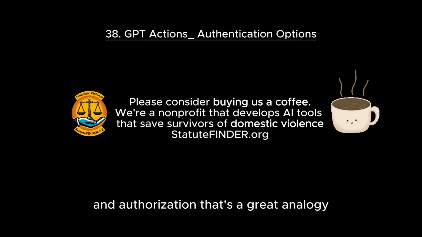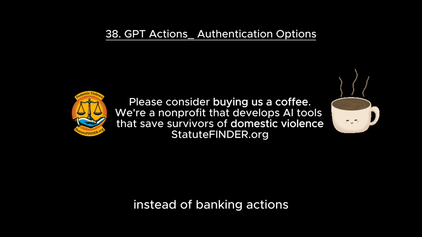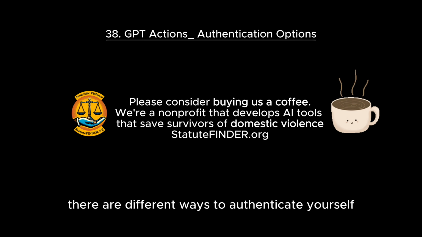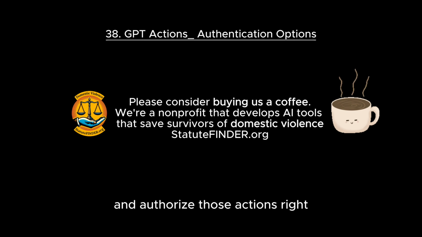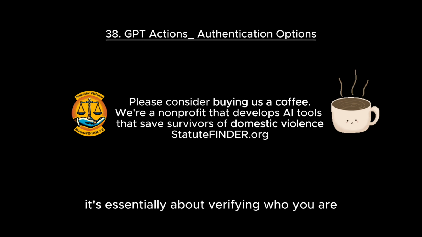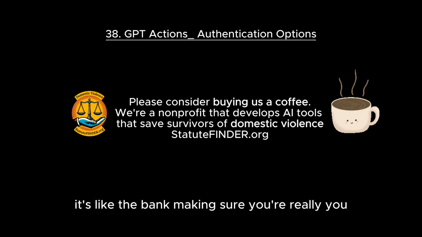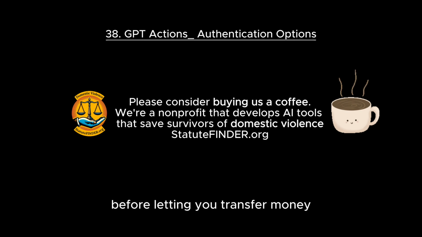That's a great analogy. So in the case of OpenAI, instead of banking actions, you're performing actions with GPT, their powerful language model. And just like with your bank, there are different ways to authenticate yourself and authorize those actions. Right. So when we talk about authentication in the OpenAI documentation, it's essentially about verifying who you are and what you're allowed to do. It's like the bank making sure you're really you before letting you transfer money.